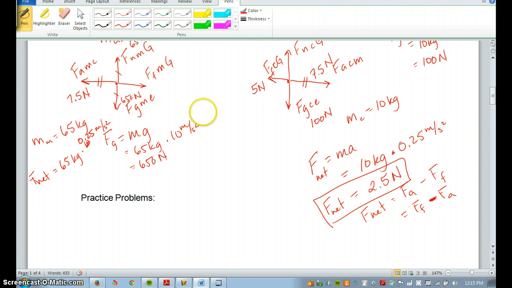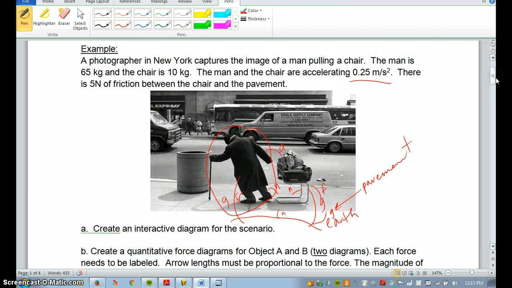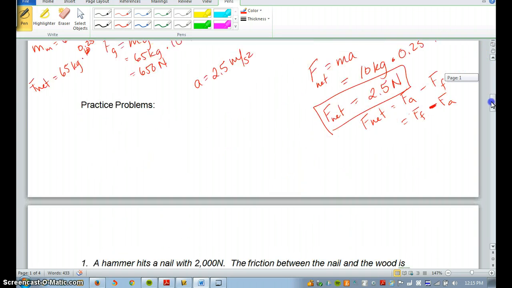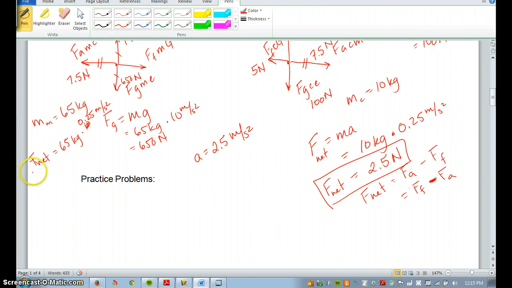Where did I get this number from? Remember, my acceleration, if you look up, was 2.5 meters per second squared. And I'll just show you where that is again. There it is, right there. So his net force, we're looking for the net force right here, should be, and I realize I need to actually calculate this, 65 times 0.25, which works out to be 16.25 newtons. All right, so this is my net force.